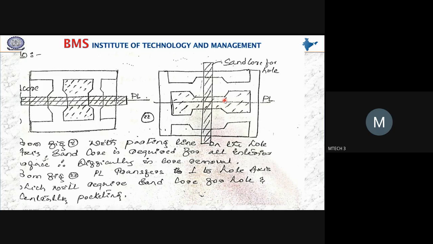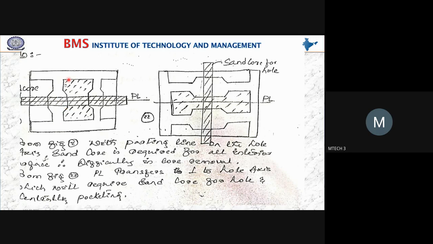Okay, so one is exactly along the axis of the hole, another one is exactly perpendicular to the axis of the hole. So what it says in figure number 1, the sand core is required for the hole as well as the interior surfaces. And in such cases, when you have a core exactly along the axis of the hole, it is difficult to remove the cores from the mold cavity after creating the sand core mold cavity. So it is very difficult to remove the sand cores from the mold cavity.